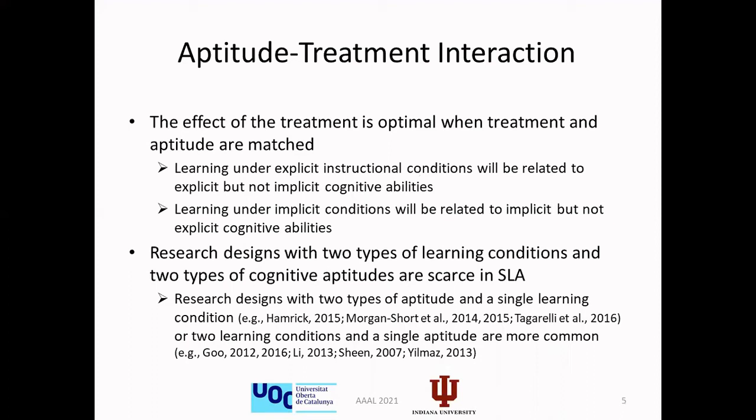Dissociations, single or double, aim at providing evidence of separate mental processes: a mental process required by A, but not by B, and a mental process required by B, but not by A. In the field of SLA, there are studies that have investigated instructional or learning conditions and cognitive aptitudes, but most of them have focused on either two types of cognitive abilities and a single learning condition, or two learning conditions and a single aptitude. Designs that allow the formulation of double dissociations with two types of learning conditions and two types of cognitive abilities matched to the learning conditions are not common.